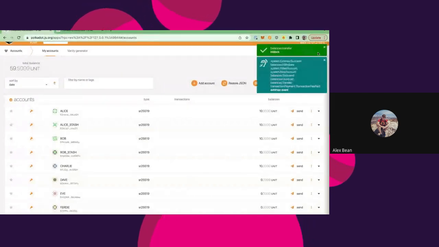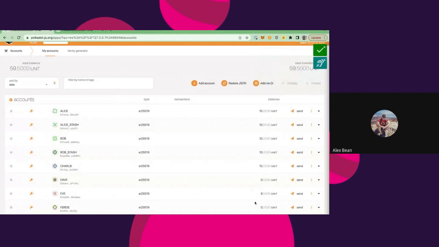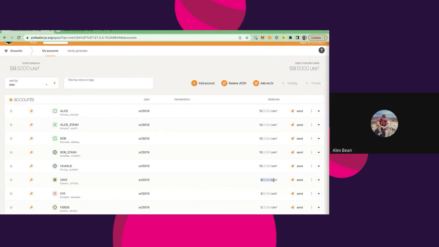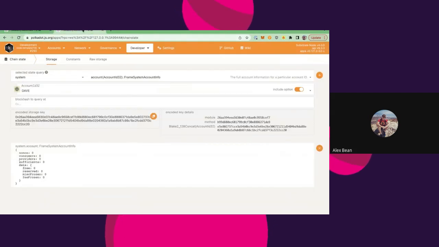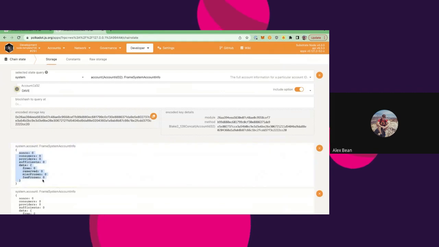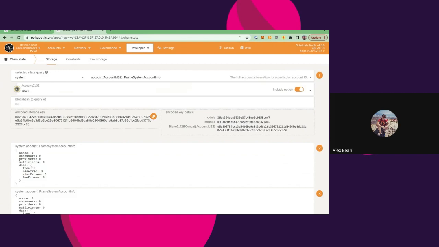Okay, so now it succeeded, and we can see that Eve has the 9.5 units in her balance, but Dave now has 0. If we check all the information in the chain state, we can see that all the information that was here was set to 0. That means the account has been reaped. In a normal transfer, he would have 0.5 here, but because it was below the existential deposit, it was set to 0 and the account was reaped.